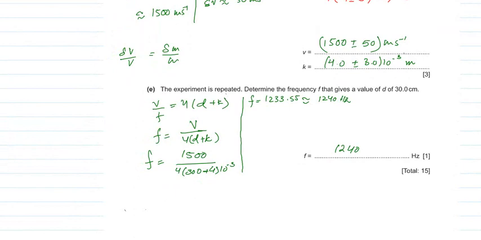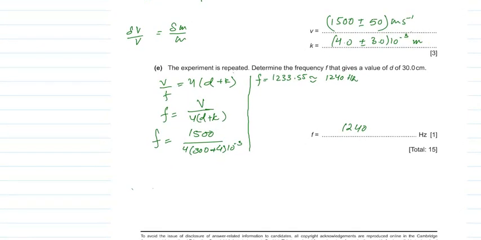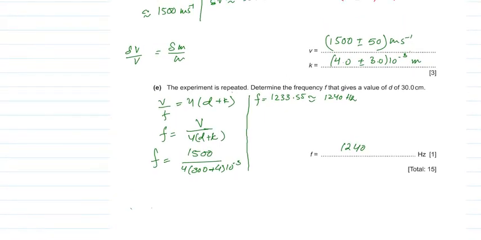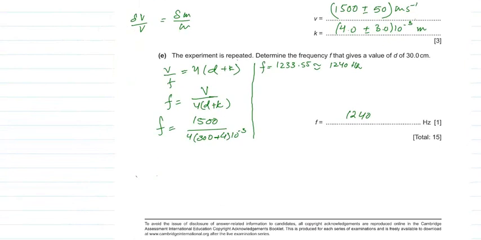So 1500 divided by 4, and d was 30 centimeter. If we make it as a meter into three significant figures, it will be 300 plus 4. k is also in 10 power minus 3, so we will take that 10 power minus 3 as a common factor. So we will get f is 1233.55, which is approximately 1240 hertz. So that is our question number 2.